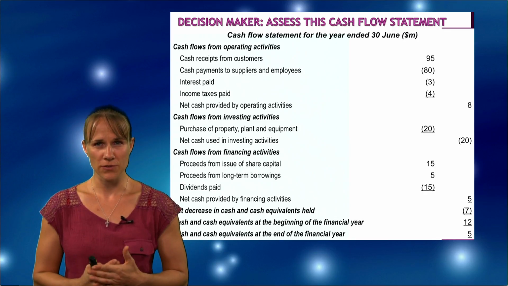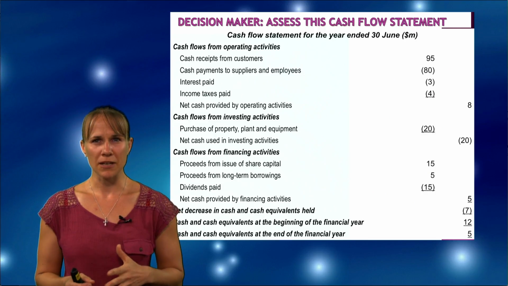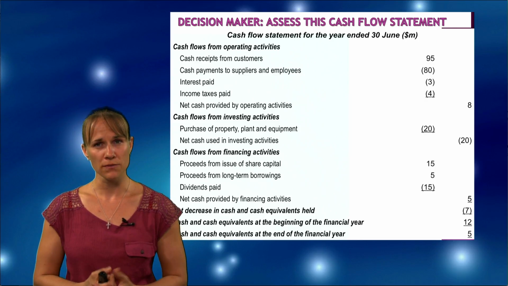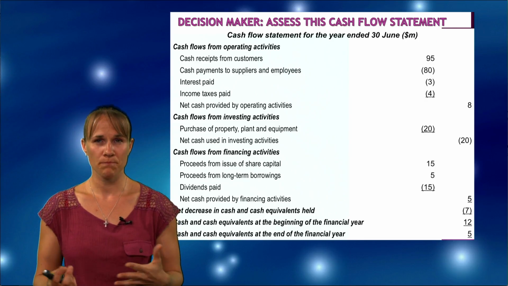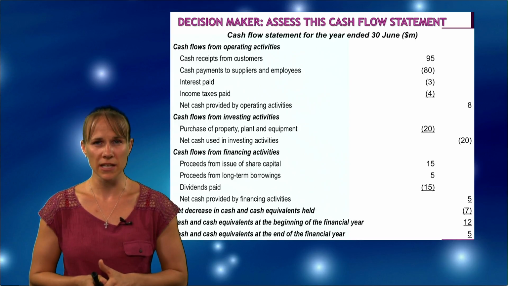Look down to your cash flows from investing activities. We've just got the one item in here, the purchase of property, plant and equipment, $20,000 outflow. So they didn't sell anything, they don't have any income from investments in this regard.